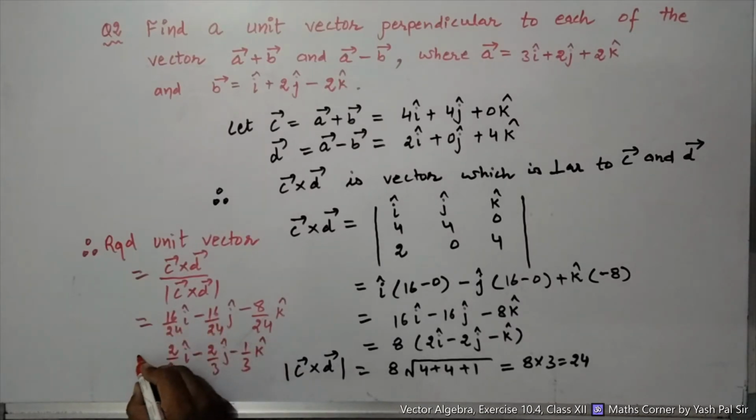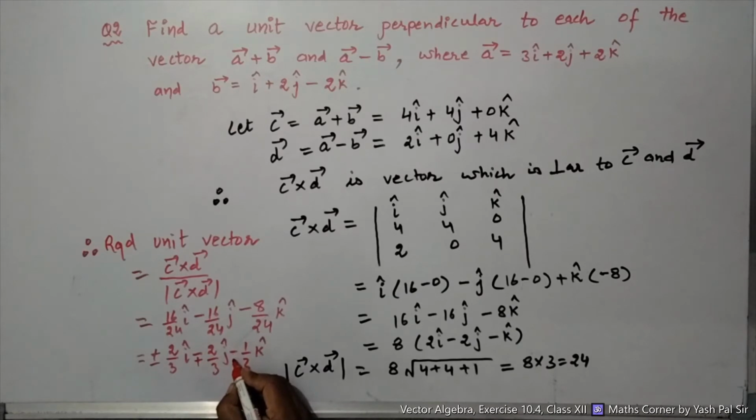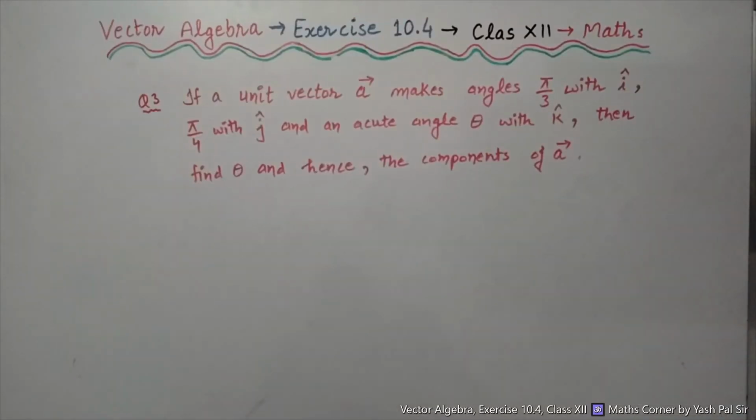Even we can take the negative sign of all the vectors, so this becomes plus minus, this becomes minus plus, this is also minus plus. So this is the complete solution.